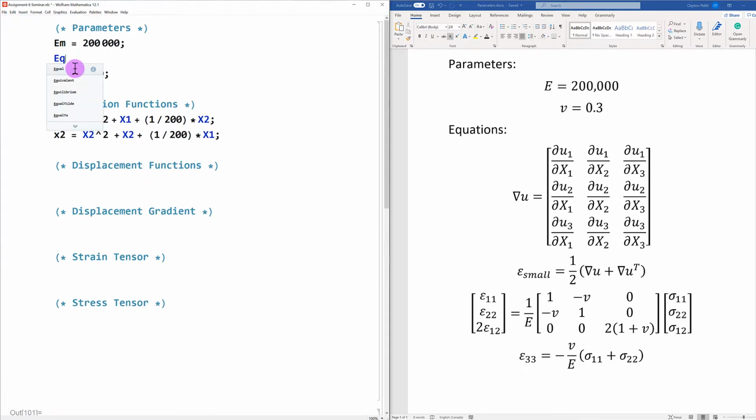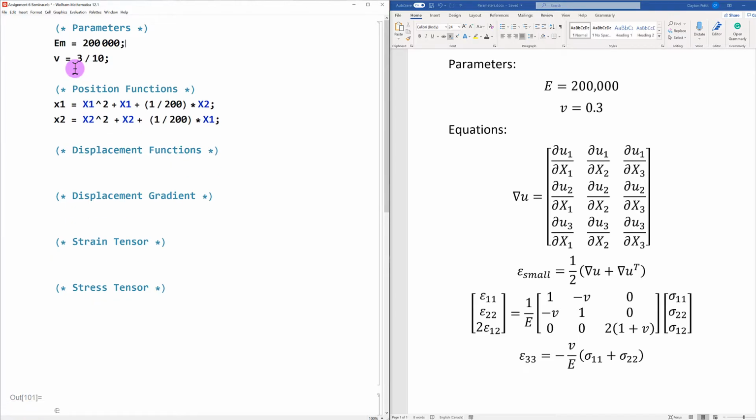So notice how if I go EQ, it turns green. If I go EP even, it turns green. However, E by itself is black. It means it's already defined. I have to pick a different variable. So that's why I put EM, which is just going to be, in my head, the elastic modulus. It's still short and sweet, which is what I want. However, it's an undefined variable, so I can define it as 200,000.